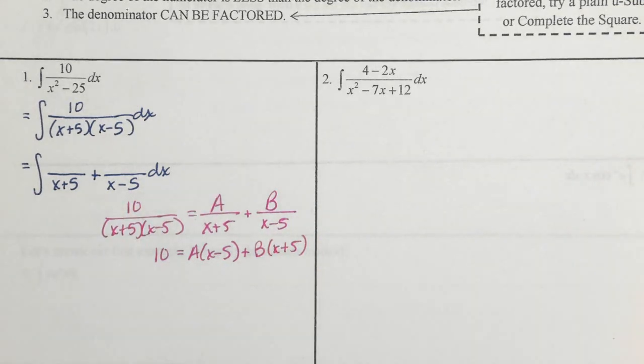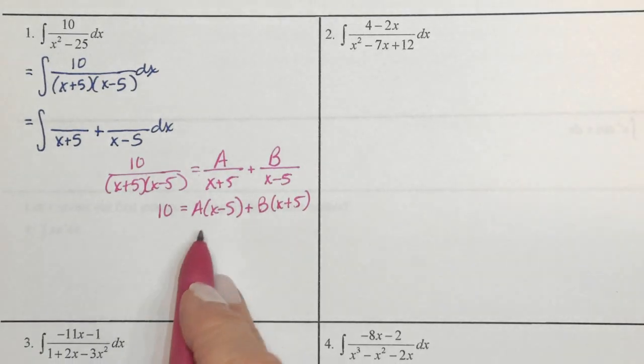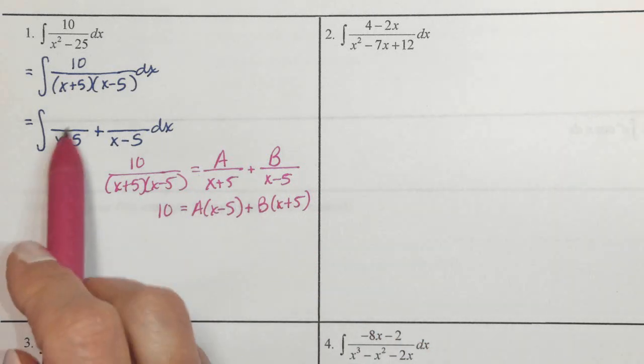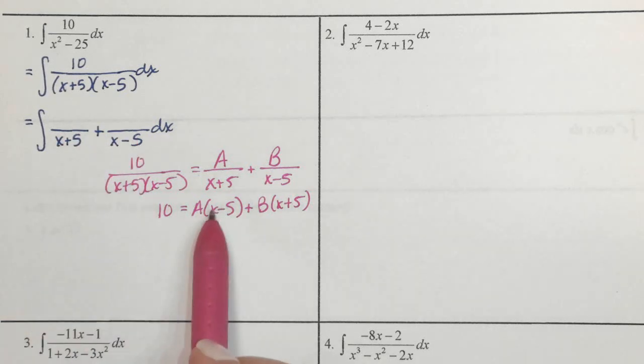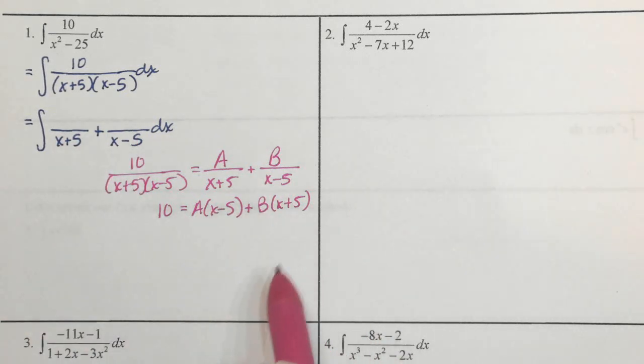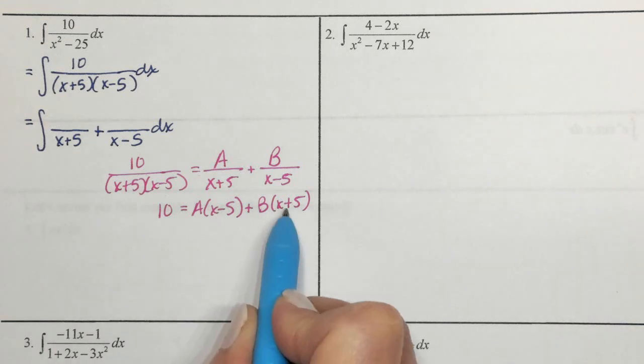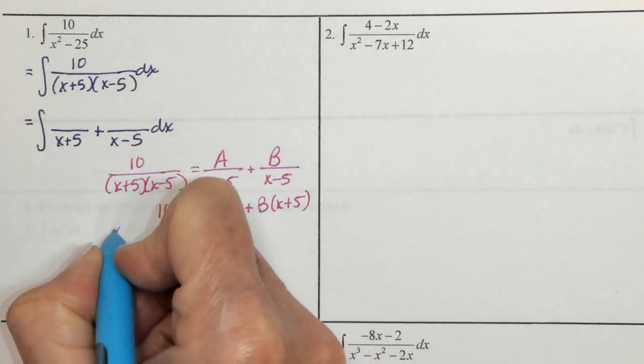At this point, we're going to let x be something that is going to allow us to find either a or b. Because remember, we're looking for these numbers. So we can let x be anything that we want, and what is a convenient value to let x be would be either positive 5 or negative 5. And that's what we're going to do.